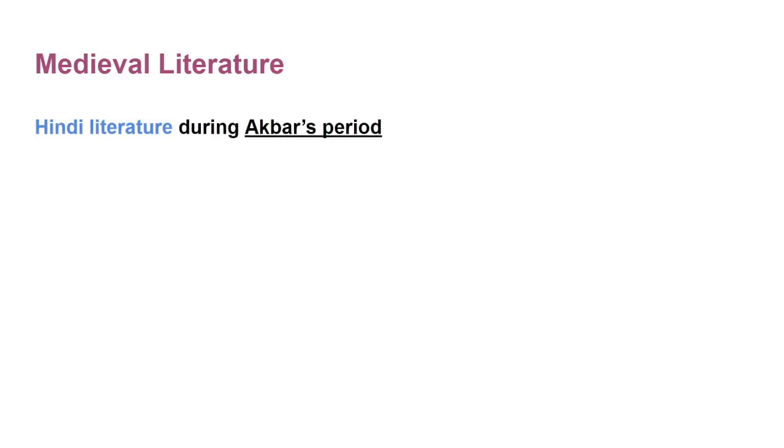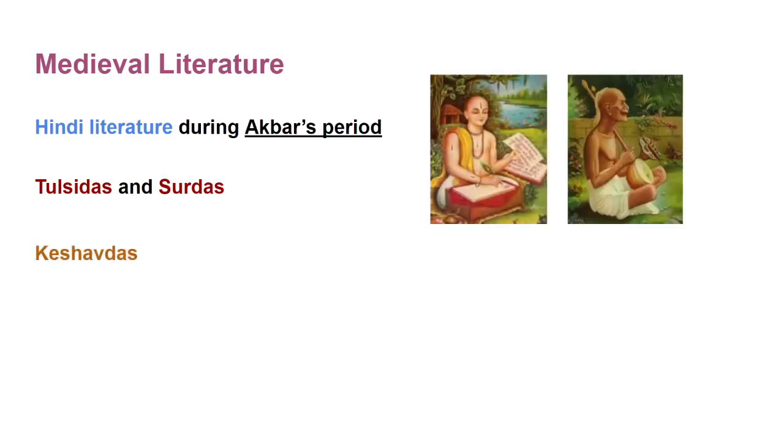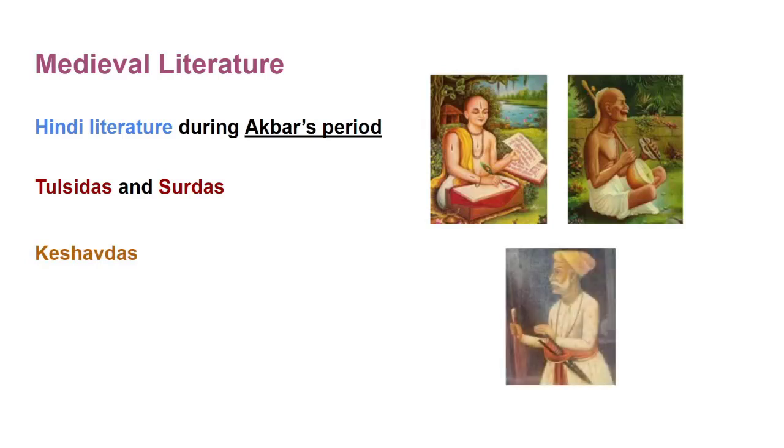Hindi literature made significant progress during Akbar's period. Tulsidas and Surdas brought in this period. The great poet Keshav Das wrote on love and separation. Rahim's Dohas are still popular all over India. Here you can see Tulsidas, Surdas and Keshav Das.